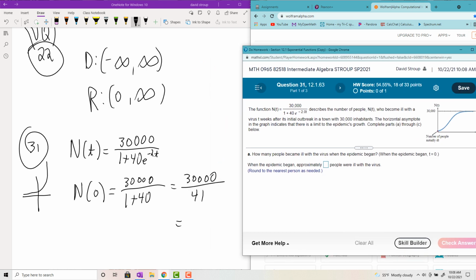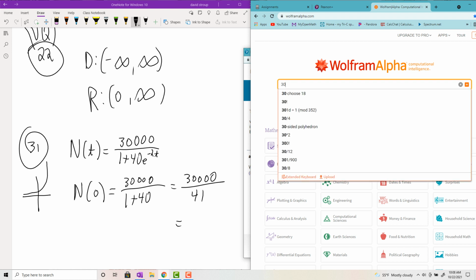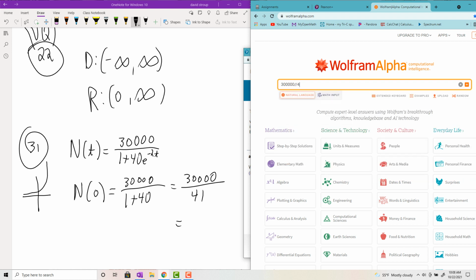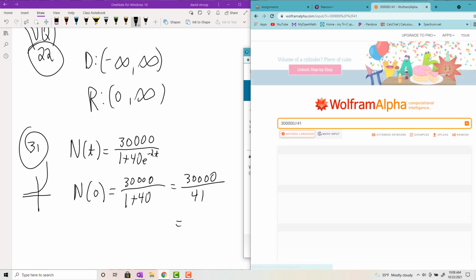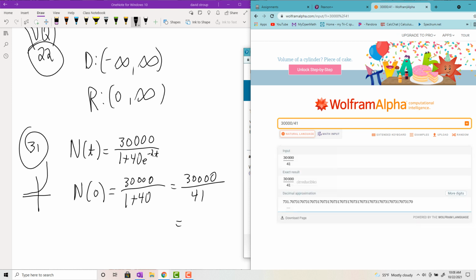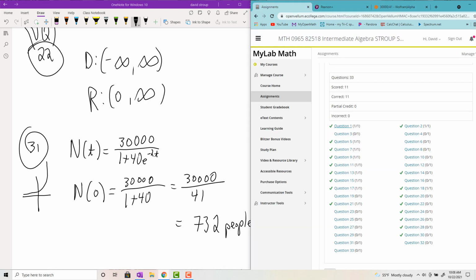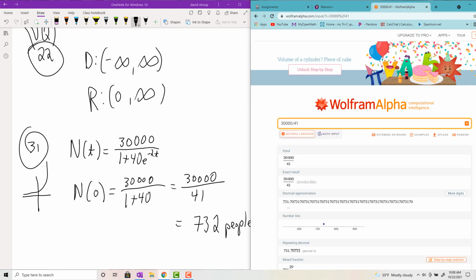So let's take a look here. This would be 30,000 divided by 41. I think I put 300,000 in there, and I put an extra division symbol. 731 people, I guess, were originally infected, or 732 people in the town. Okay, I don't know how that could happen.